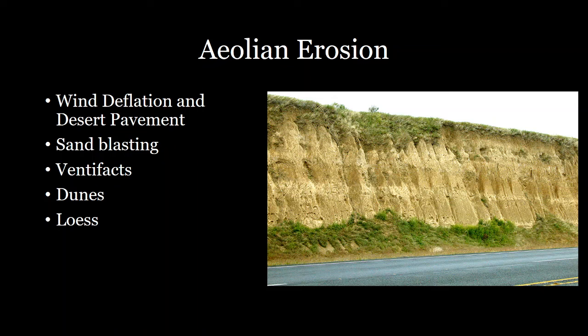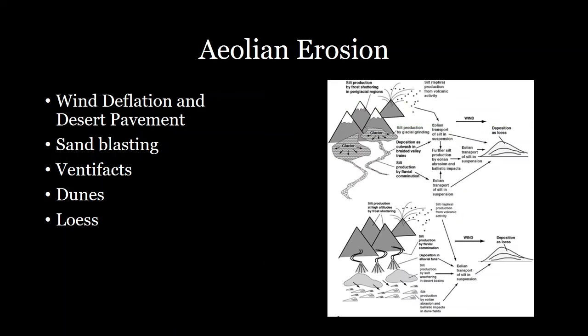Additionally, we have loess, which forms whenever you have a significant amount of silt that's deposited by wind. So loess are extensive deposits of silt by wind, and they tend to have this kind of yellowish hue as they slowly erode and get exposed. And this is actually a significant process because there's a lot of silt in the world.